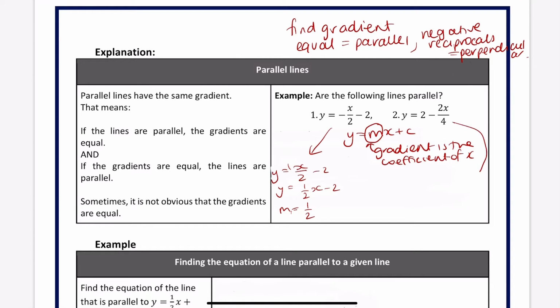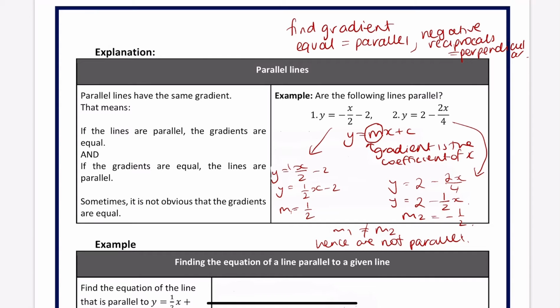Now let's have a look at number 2. We have y equals 2 minus 2x over 4, which we can simplify as 2 minus 2 over 4, which is 1/2 x. Okay, so our gradient in this case is negative a half. These are not the same and hence are not parallel.